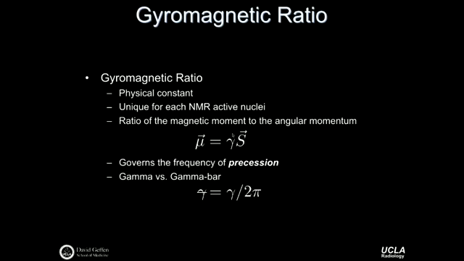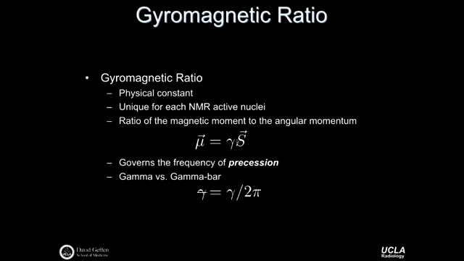It's a physical constant. It's unique for each NMR active nucleus. And importantly, we're going to use this expression in just a little bit. It's the ratio of the magnetic moment to the angular momentum. Now that's not an obvious statement, and it's not derivable, it's empirical. This is observed. So the magnetic moment is equal to the spin angular momentum times the gyromagnetic ratio. It's difficult to have an intuition for that. This is one of the few expressions that we just have to shove into our brains by fiat.